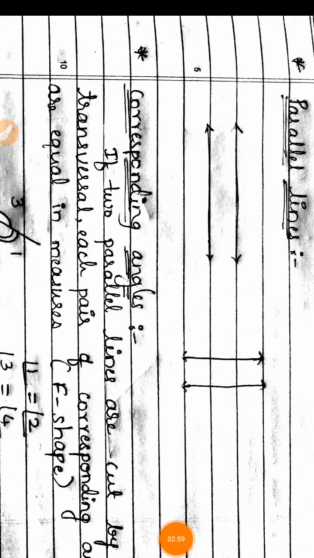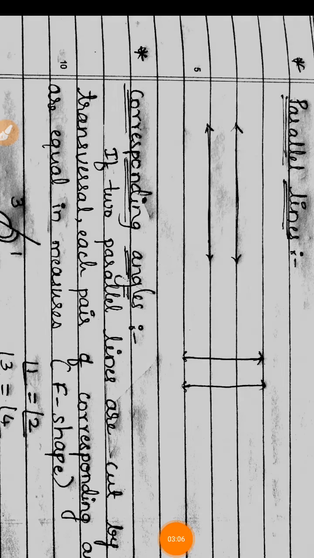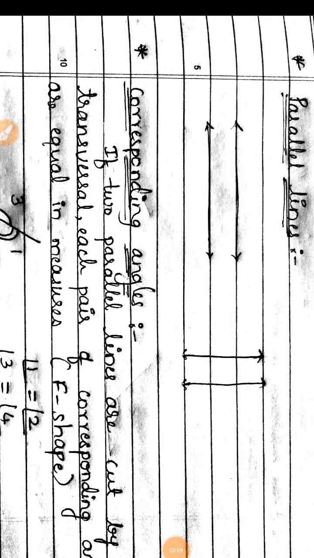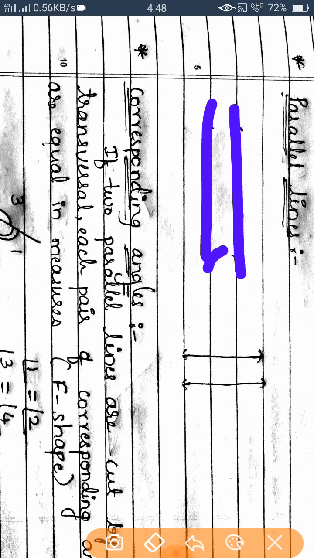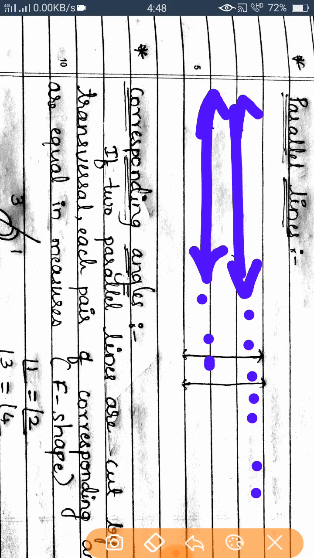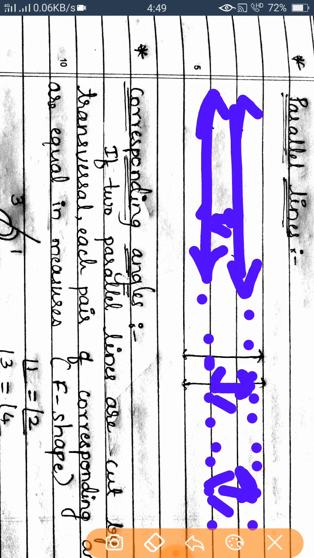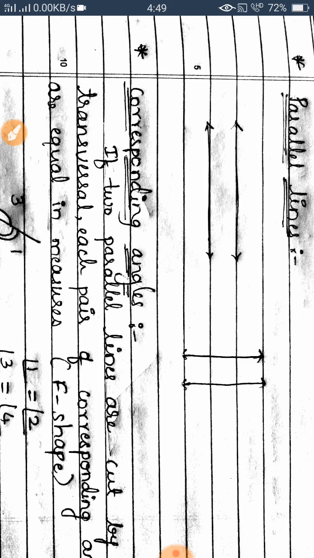The next type of line is parallel lines. See, these are two lines, or more than two lines, which continue without joining or intersecting at any point. The distance between the two lines is the same wherever you measure. This is called parallel lines.